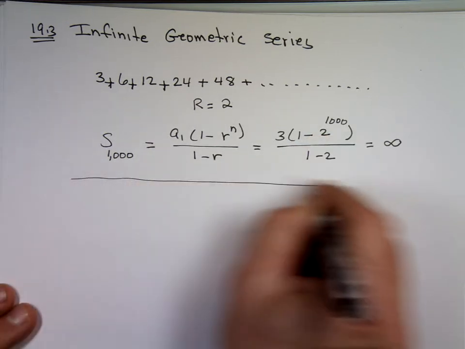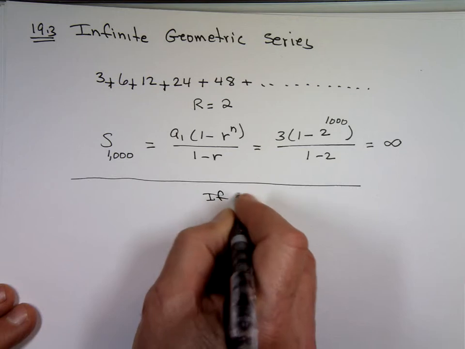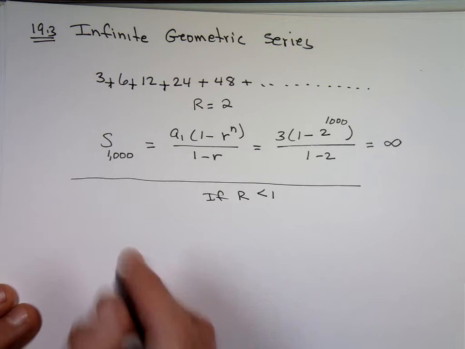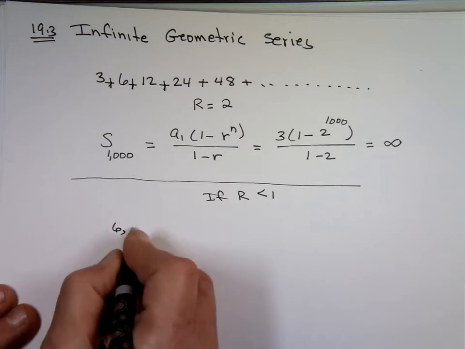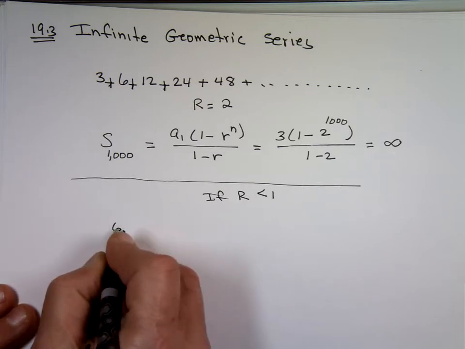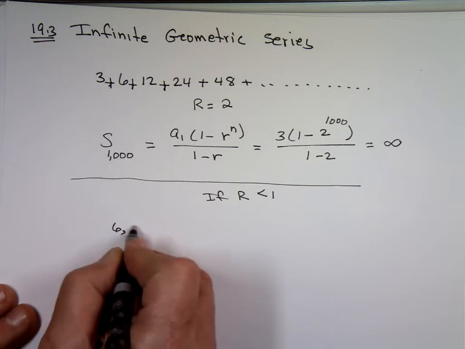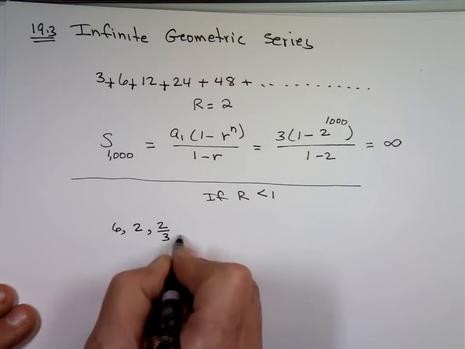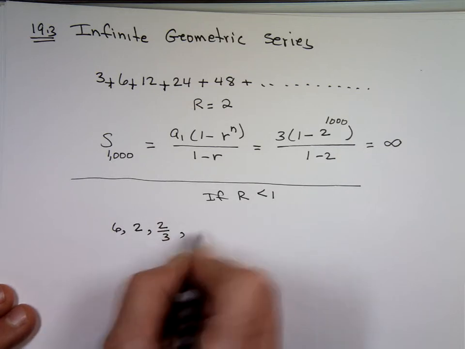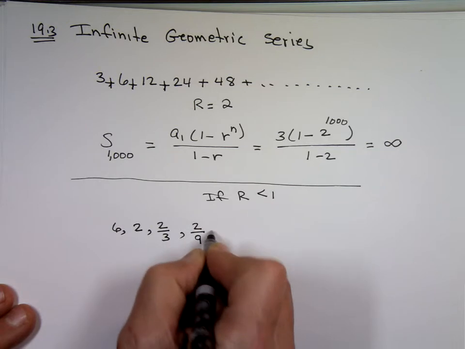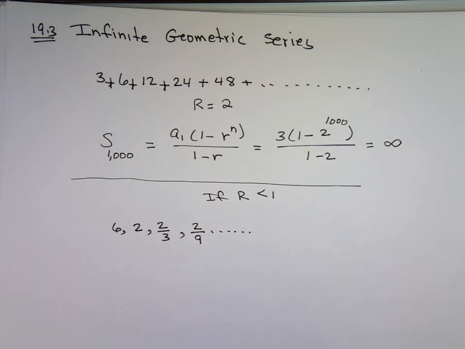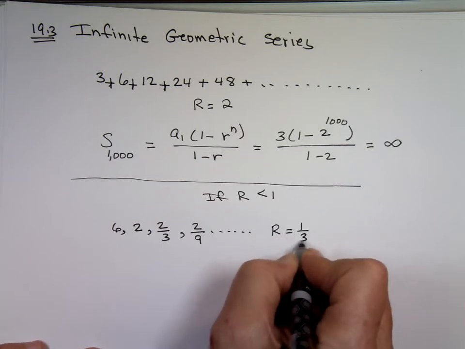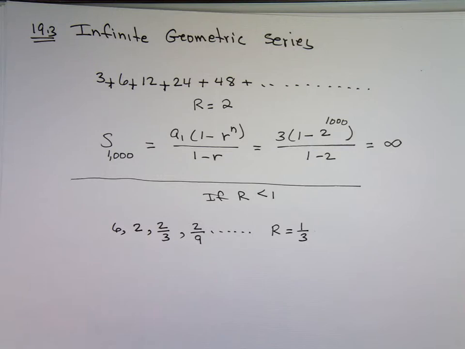So let's pick a problem where R is less than 1. For example, here we go, 6. We'll use a third of that. What's a third of that? 2. Next one, a third of that, 2/3. Next one is a third of this, 2/9. So what is R equal to here? 1/3. Each number is 1/3 the number before it.